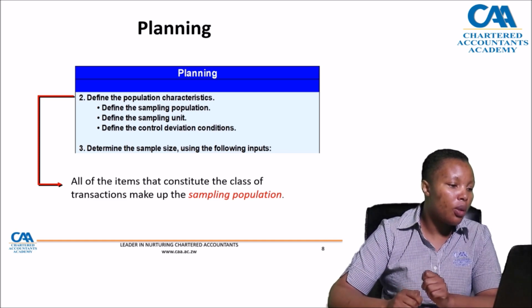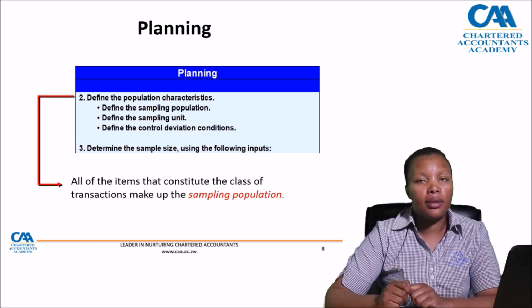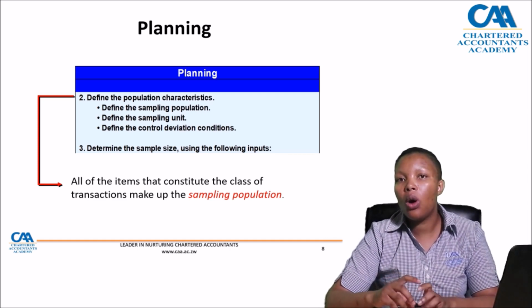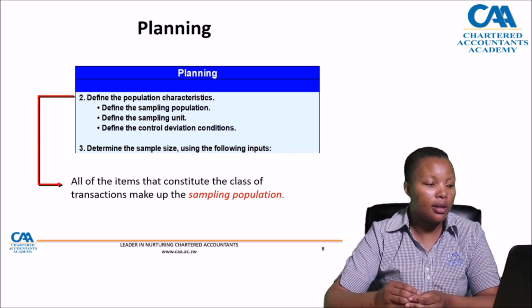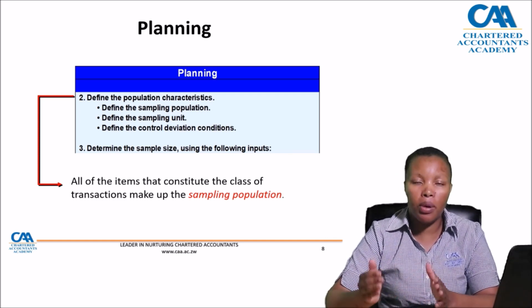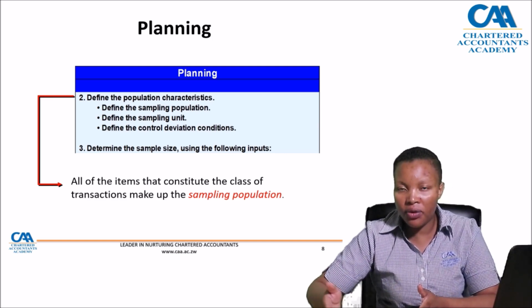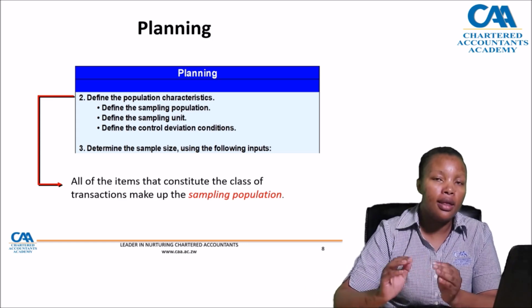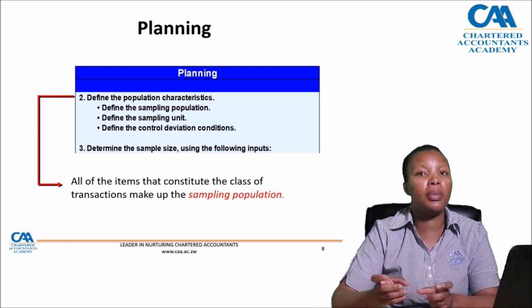So let's go back. All of the items that constitute a class of transaction or an account balance make up the sampling population. So it's each and every piece of data, or each and every sales receipt and sales invoice. That is what makes up the entire sampling population.